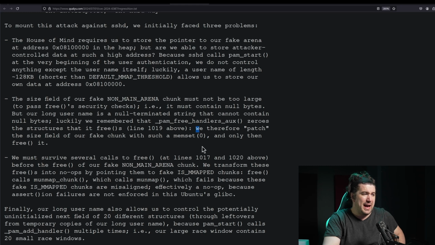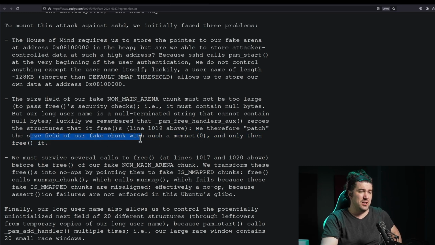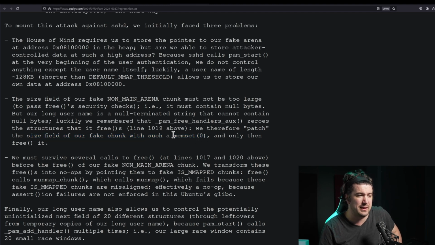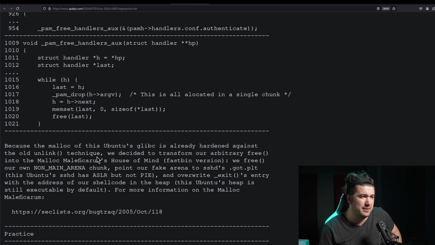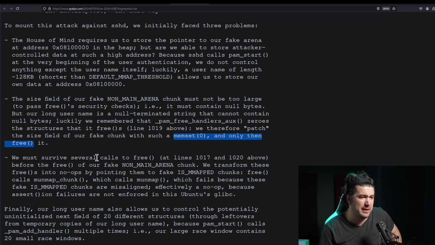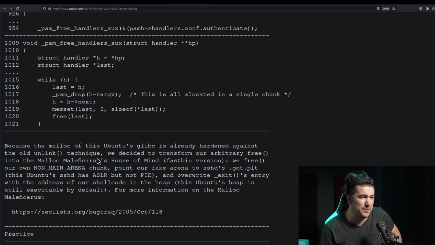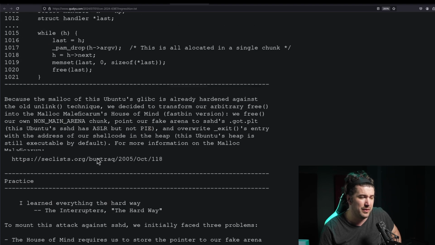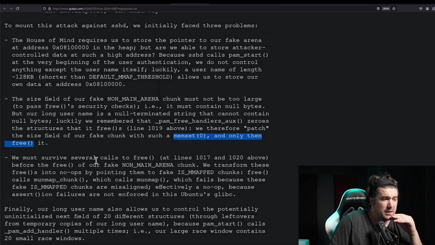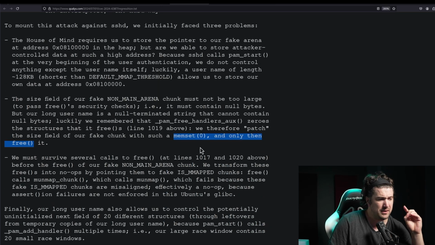We therefore patch the size field of our fake chunk with a memset 0 and then only free it. How do they do this? They're on the network, right? How do they memset 0 and then free their... I don't get this part. Let's read on and see if they say.